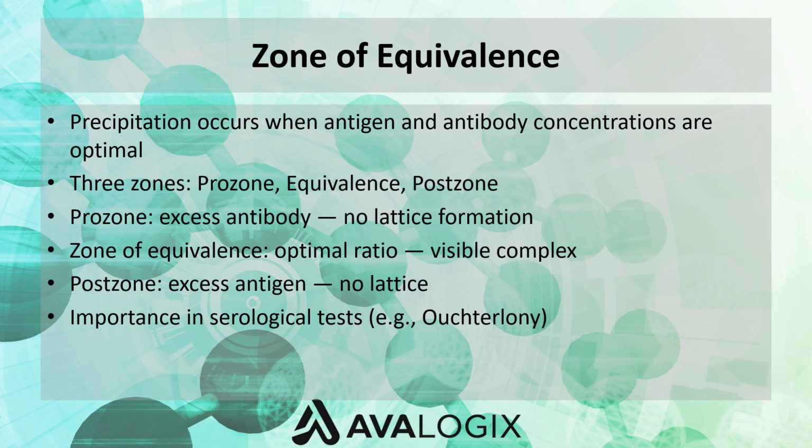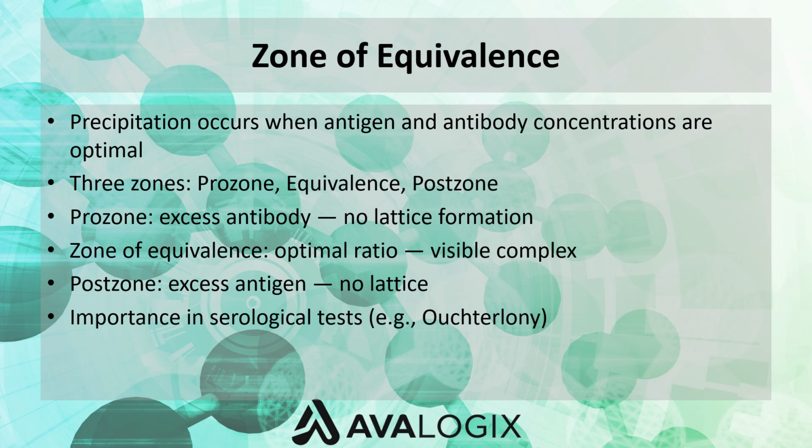There are 3 zones to understand here: the pro zone, the zone of equivalence, and the post zone. In the pro zone, there is too much antibody relative to antigen, so no lattice formation occurs because the antibodies are saturating the antigen epitopes. In the post zone, there is excess antigen, and again no lattice forms because each antibody binds to only a few antigens without cross-linking. Only in the zone of equivalence, where antigen and antibody concentrations are balanced, do we get optimal cross-linking and visible precipitation.